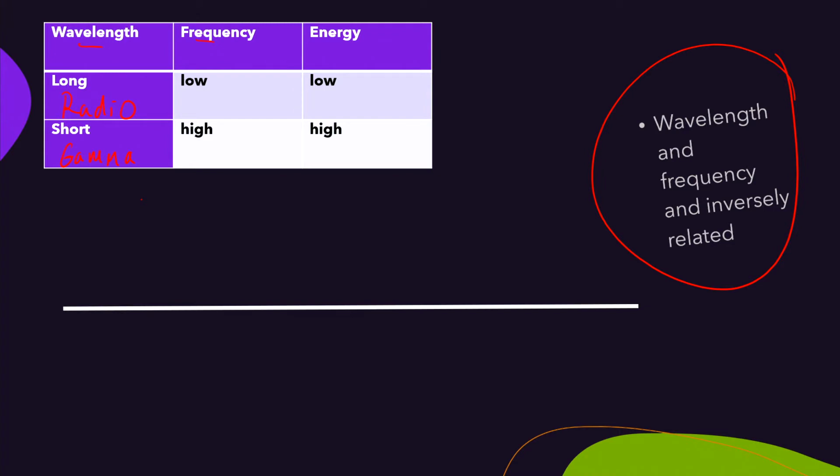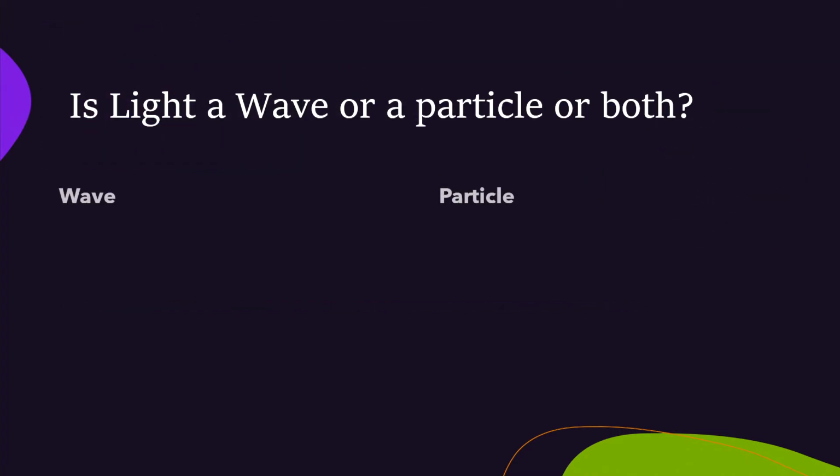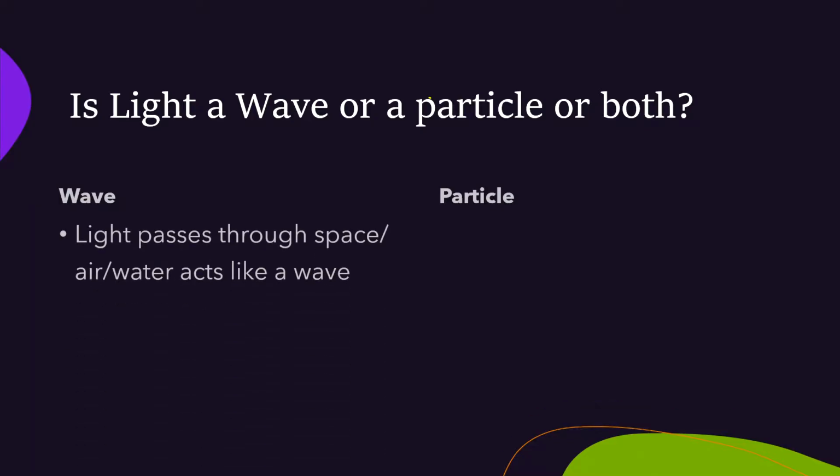Okay, so moving on to, is light a wave, or is it a particle, or is it both? So in terms of a wave, light is going to pass through space, air, or water, and it's acting like a wave. And there was an experiment that was carried out called the double slit experiment, and they created a wall that had a double slit in it, and they shone a light at the double slit.